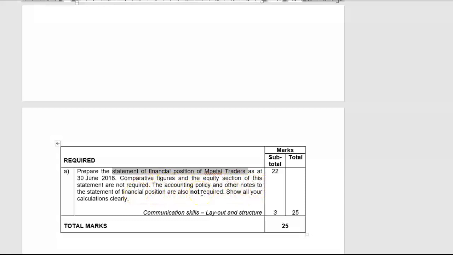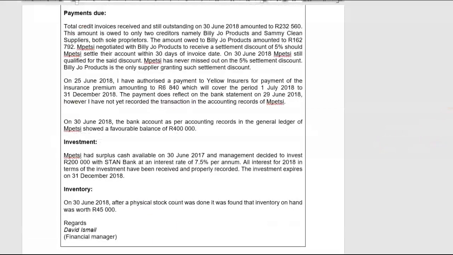But guys, although these notes are not required, because I only have to show a one-line item, for instance, for trade and other receivables and trade and other payables, by implication, even if they don't ask for the note, you have to do the note in order to derive the total figure for that line item which you're going to disclose in the statement of financial position.